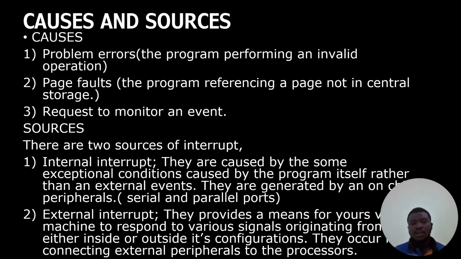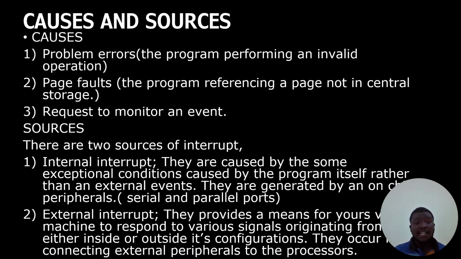So you need something for your current program, maybe you try accessing a page, but you don't have it in your system, so it will cause an interrupt. And then a request to monitor an event. And then we move on to sources of interrupt. There are two sources of interrupt, which are internal and external interrupts.